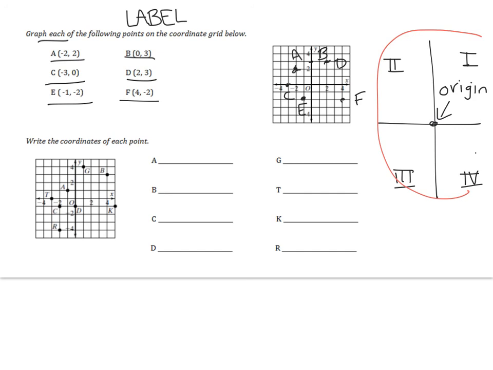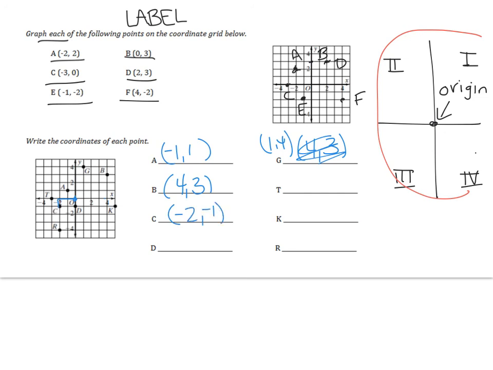if 0, 0 is right here, A is going left 1. You always go left or right first, and then up 1. B, it's going right 4, and up 3. Oops, I wrote it on G. This is right 4, up 3. G is right 1, up 4. C is left 2, down 1.